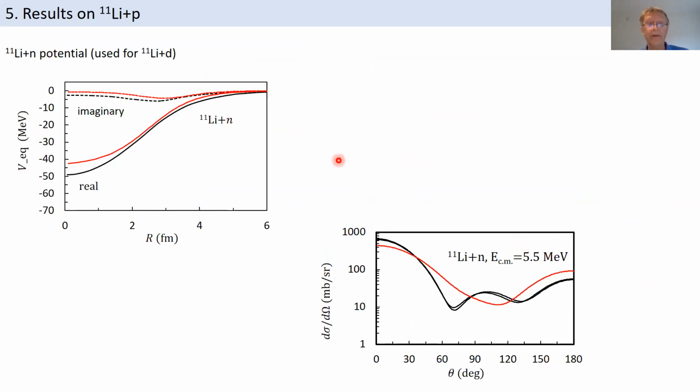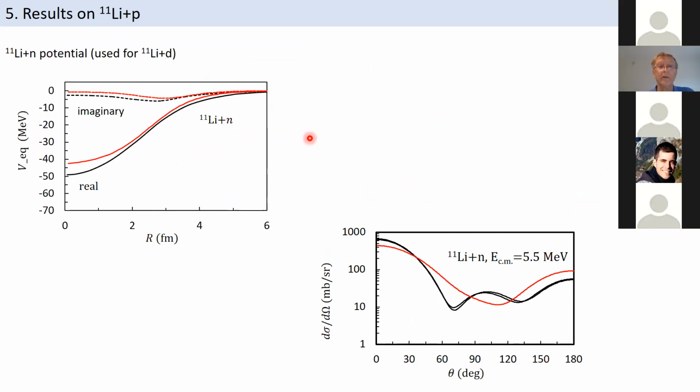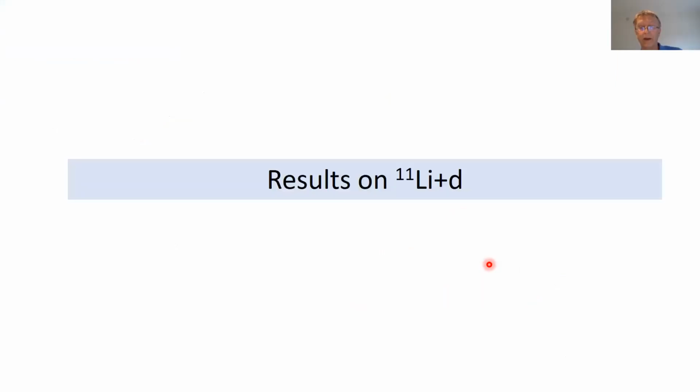So I did the same thing for lithium 11 plus neutron. Of course, there is no data, but I will use this potential in the next step in lithium 11 plus D as a preliminary calculation. You can do lithium 11 plus D by neglecting the structure and the breakup of lithium 11. So you need a lithium 11 plus N potential. So again, this is compared here with the Koning-Delaroche cross-section. So as you can see, it's much simpler and not very far from the full CDCC calculation.